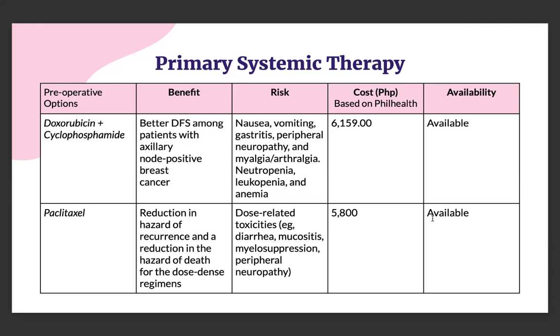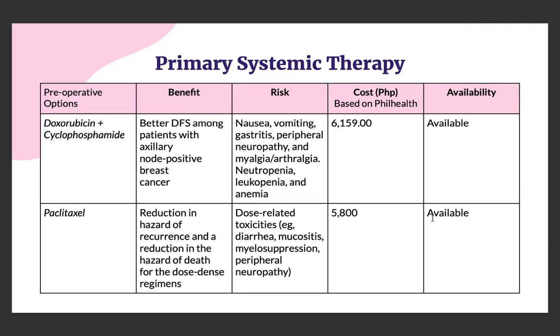And then the clinical practice guidelines also show that after concurrent treatment with these two modalities, doxorubicin and cyclophosphamide, sequential treatment with paclitaxel showed a reduction in the hazard of recurrence and a reduction in the hazard of death for those dose-dense regimens. For the risks of this treatment, there are dose-related toxicities such as diarrhea, mucositis, myelosuppression, peripheral neuropathy. So that's for the risk.